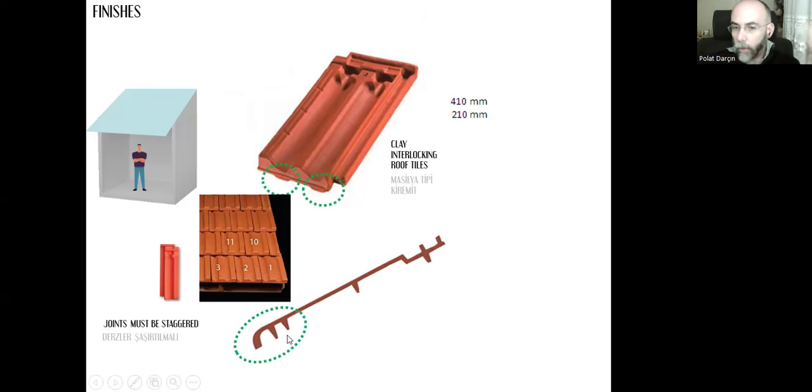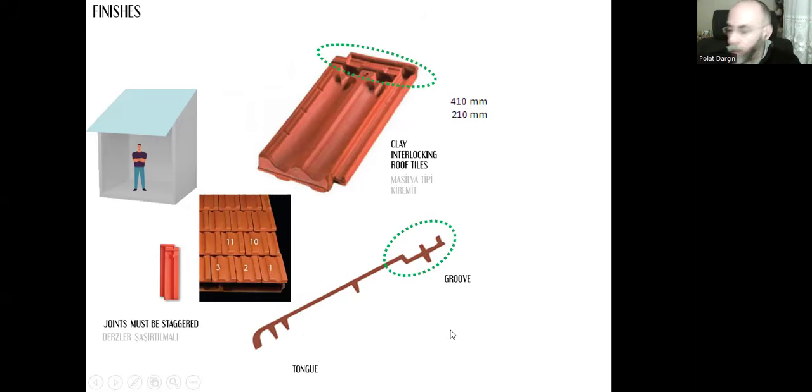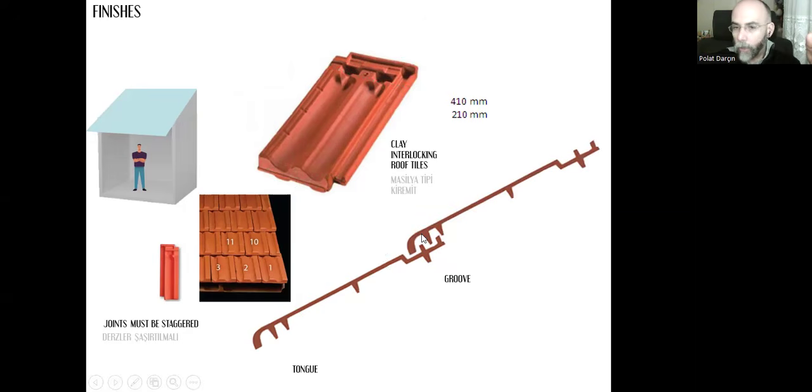There are grooves or tongues, we can say. And this upper part here, it looks like a channel, which we can call a groove. And when we are laying these tiles, starting from the eave point and going upwards, the second line, the tongues of the second line will be inside the grooves of the lower line here. And it goes like that till we reach the ridge level. This helps with the water transfer.